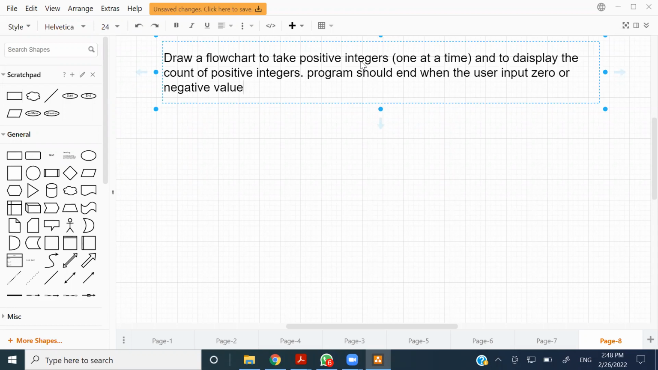This time what I am asking is to take the amount of numbers that I have entered, or the total count of the positive integers during the program. So the program should end. That means you should move to displaying the count when the user provides a 0 or a negative value. Are you clear with the requirement?